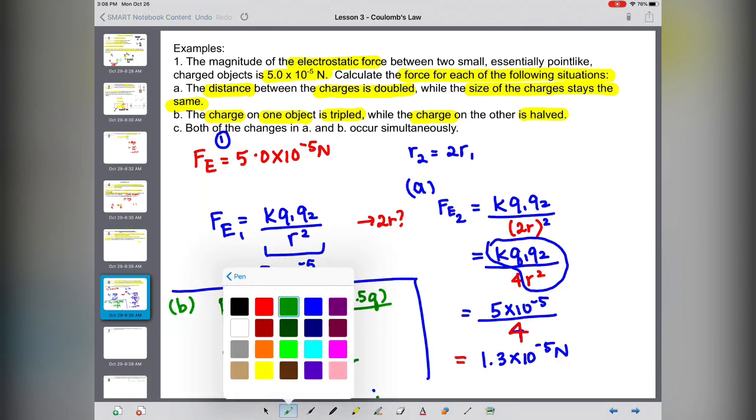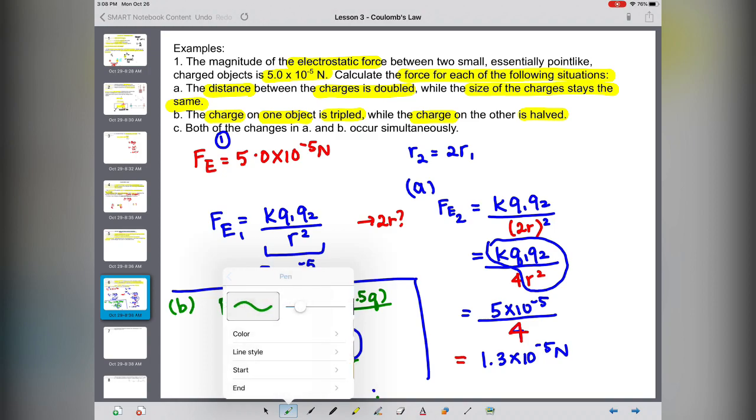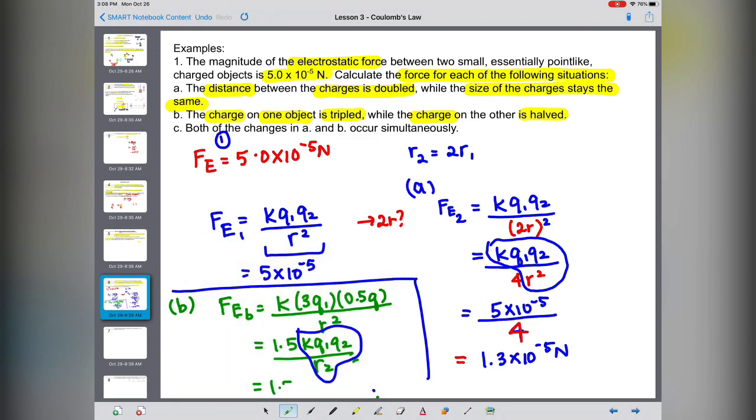Block off the original one. So I know this is the original one, kQ1Q2 over r squared, and I'm replacing it by 5 times 10 to the negative 5. So this equals 1.5 times 5 times 10 to the negative 5. So 7.5 times 10 to the negative 5 newtons.